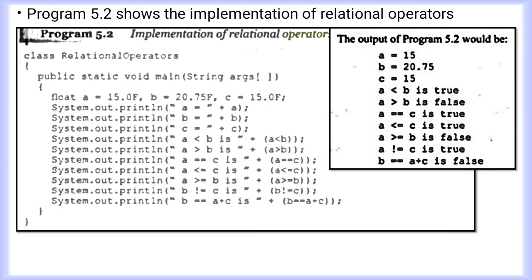So this is an example program of implementation of relational operators. A value is 15.0, B is 20.75, C is 15.0. You are displaying the first 3 lines, the values of A, B and C are displayed. Next, A less than B. So 15 less than 20.5, yes it is true. Then again A greater than B. A's value is 15, B's value is 20.5. So a greater than b, no, a is not greater than b. So it is false. Similarly, the true and false values are evaluated and their corresponding values are displayed.